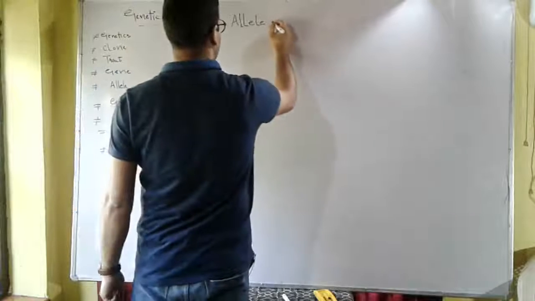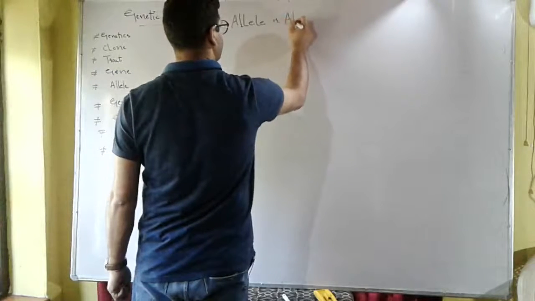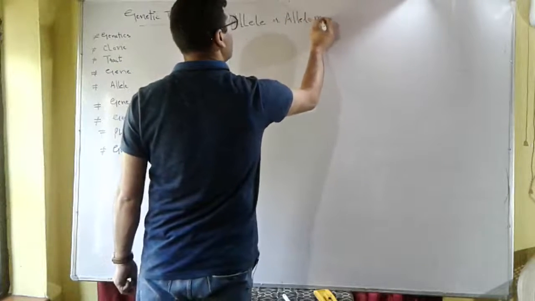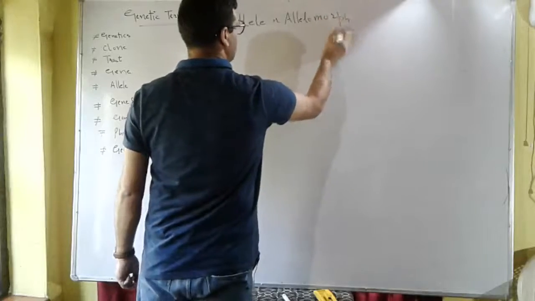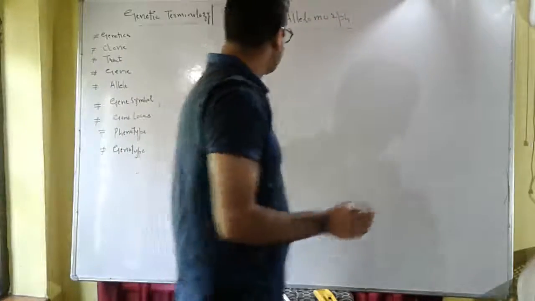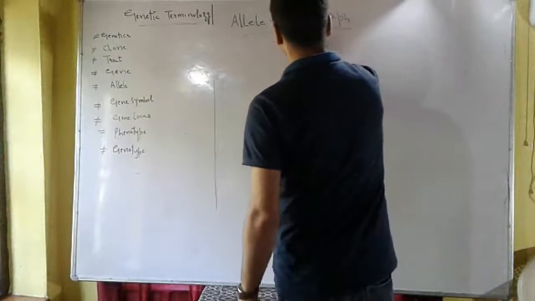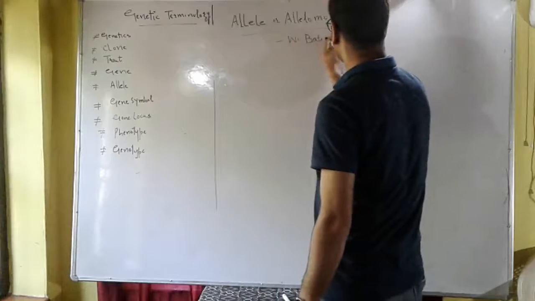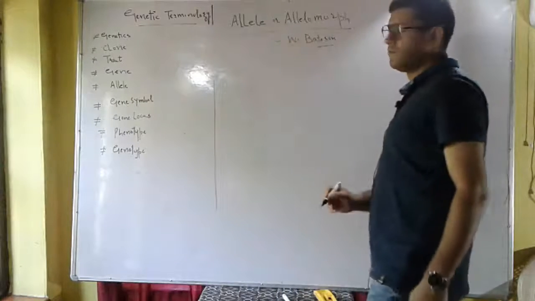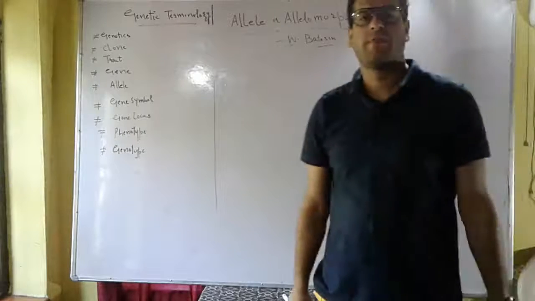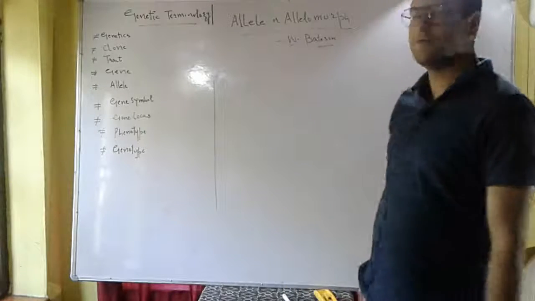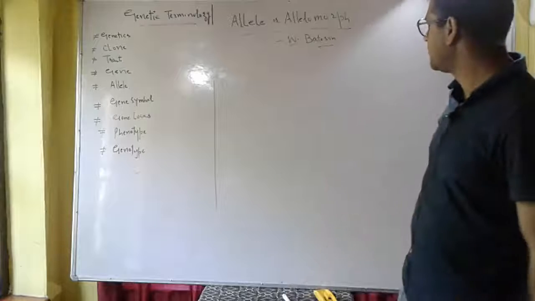Allele, or simply allelomorph. What is an allele? This term is given by William Bateson. What is an allele or allelomorph? How can you define the allele?